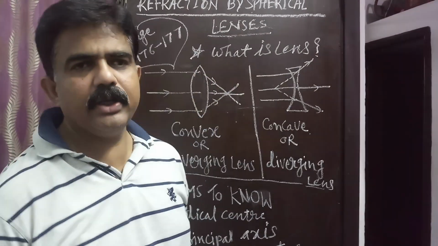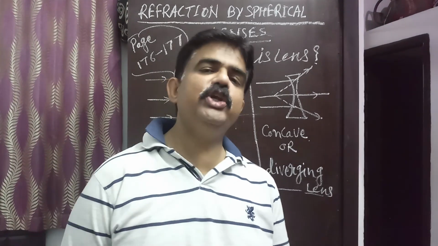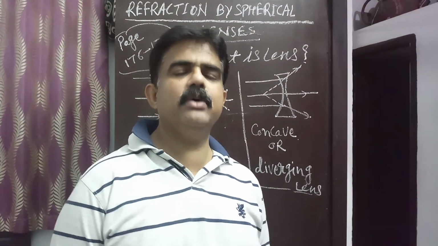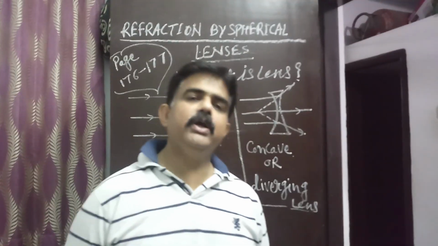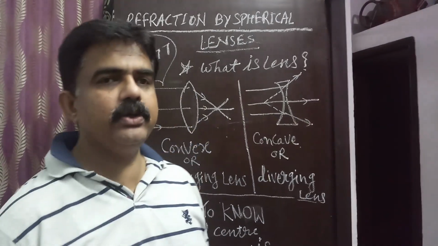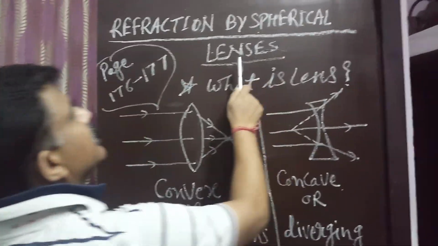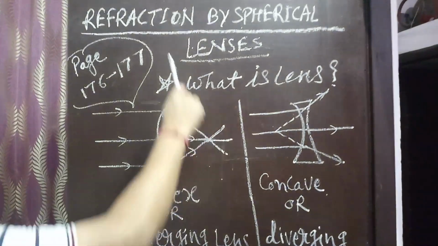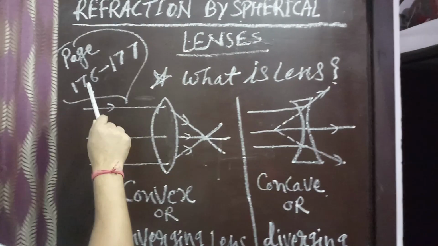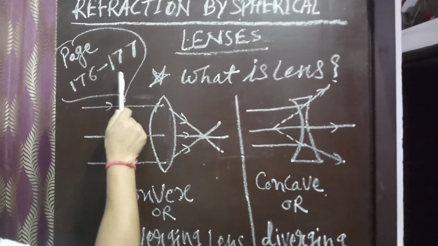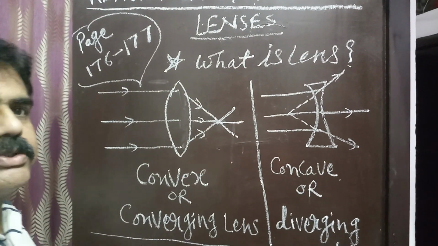Good morning students. In my previous lecture I explained refraction through a glass slab, and we have studied refractive index. Today we are going to learn refraction by spherical lenses. It is given on pages 176 and 177 in your NCERT book. I will also send the image.